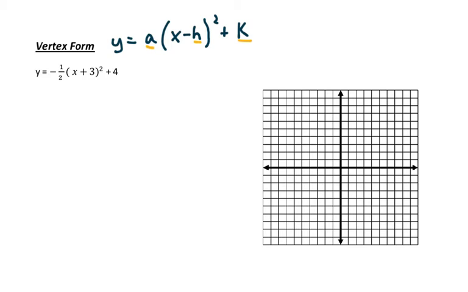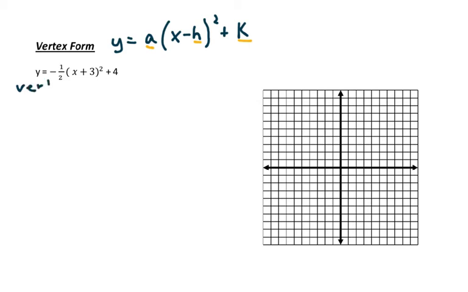Just a quick recap. A stretches and compresses. A also tells us whether it opens up or opens down. H moves it left and right, and don't forget, h lies. And k moves it up and down. So, the first thing I want to identify here, obviously when I'm graphing these things, is the vertex point.